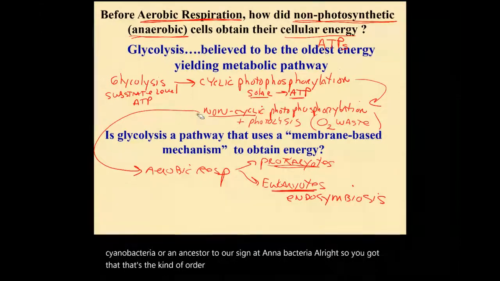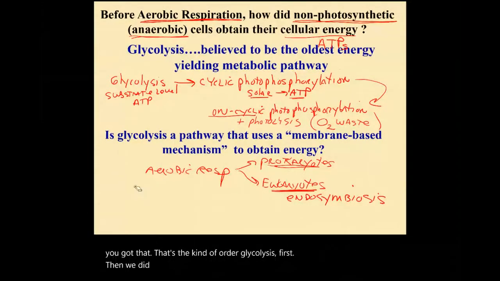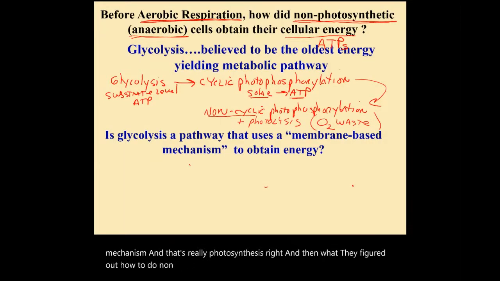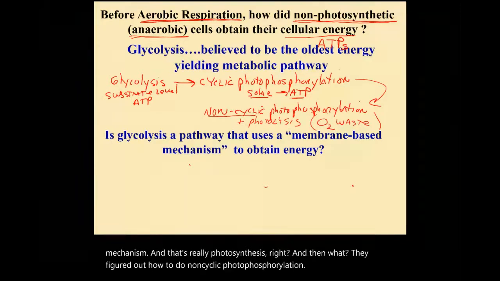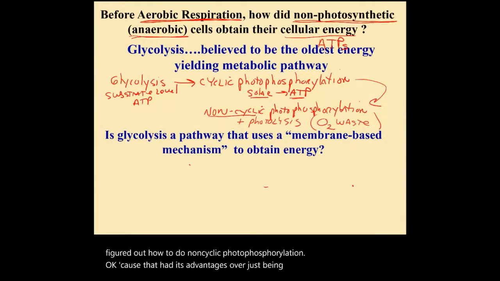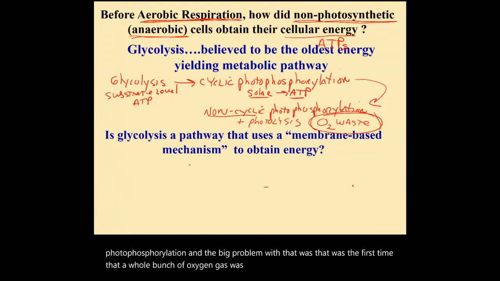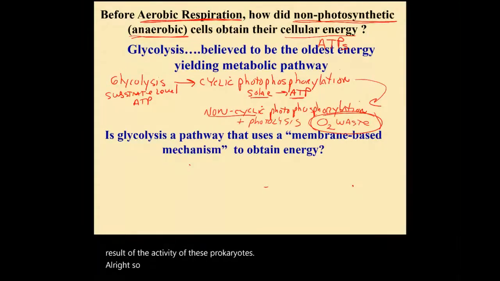Glycolysis first. Then we did cyclic photophosphorylation, which is a membrane-based mechanism. And that's really photosynthesis, right? And then what? They figured out how to do non-cyclic photophosphorylation. So that had its advantages over just being able to do cyclic photophosphorylation. And the big problem with that was the first time that a whole bunch of oxygen gas was now being evolved on this planet as a result of the activity of these prokaryotes. Right, so glycolysis is believed to be the oldest energy yielding metabolic pathway.